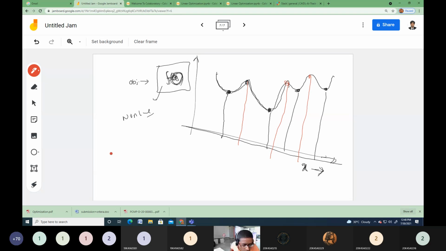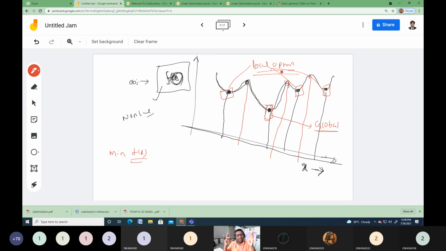Suppose your objective is to minimize f of x. That means your objective function has a minimum here, and a minimum here, and a minimum here. Out of all the minimum points, the one with the lowest value is called the global optimum point, and the remaining optimal points are called the local optimum points.